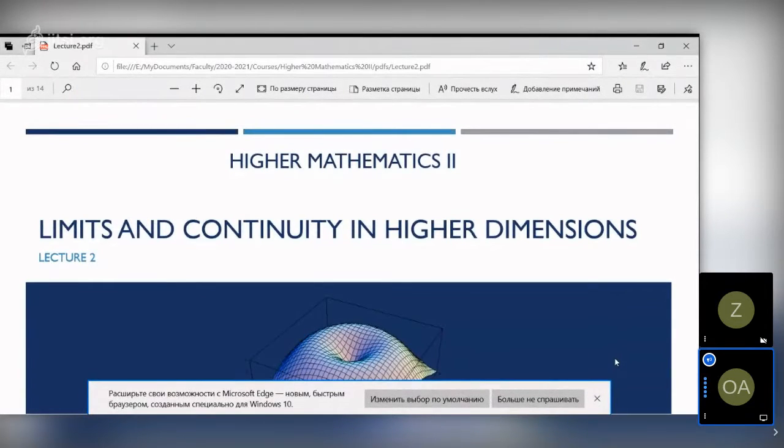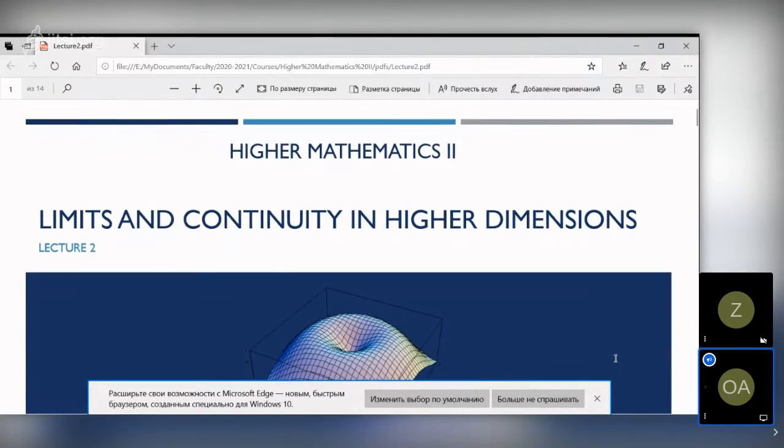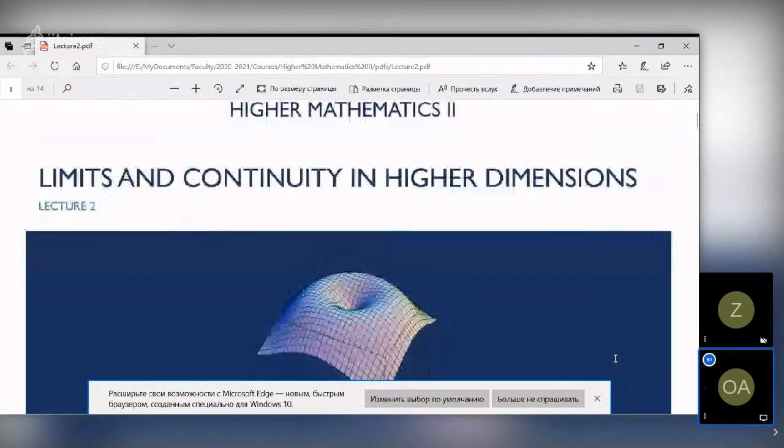We'll start our lesson. This is lecture 2 in the Higher Mathematics 2 course. We call the theme Limits and Continuity in Higher Dimensions. Because we are studying functions of several variables, more than one variable, functions of two variables, three variables, we will also have to introduce limits and continuity in several variables, which is in higher dimensions, more than one dimension.